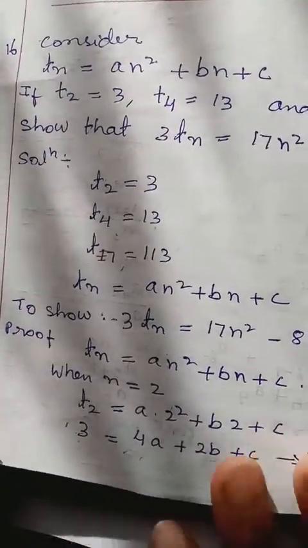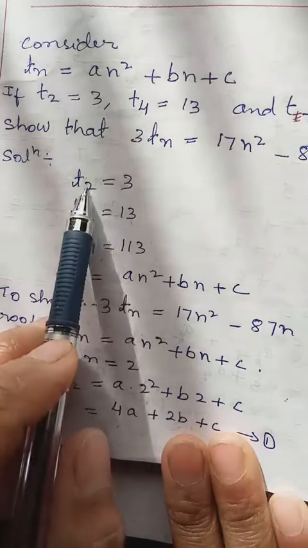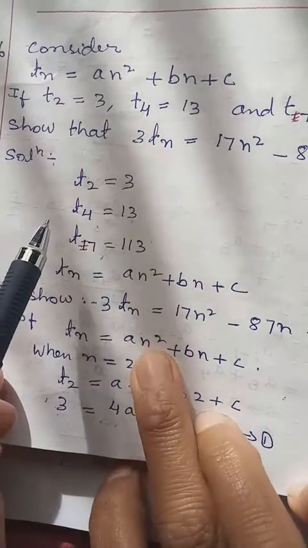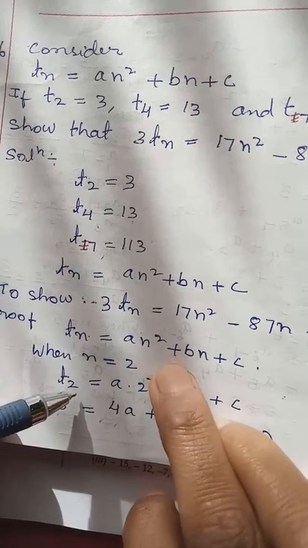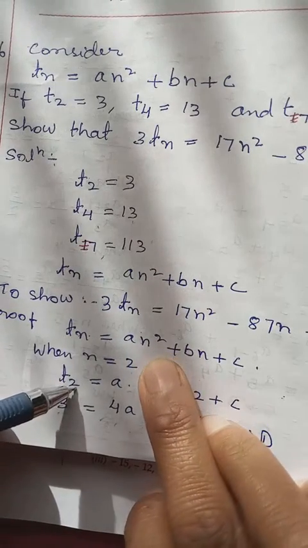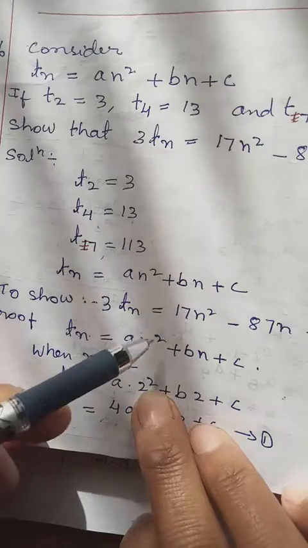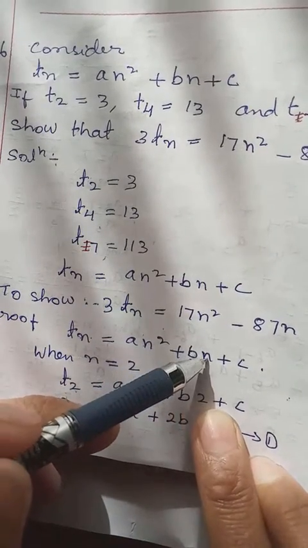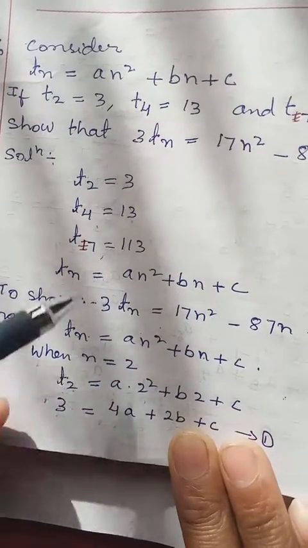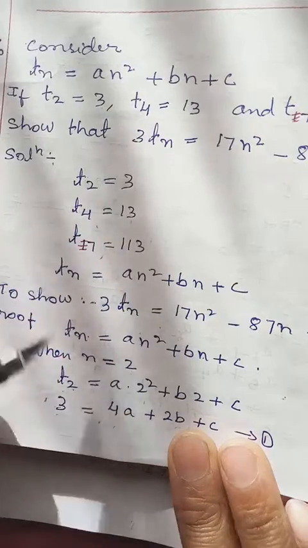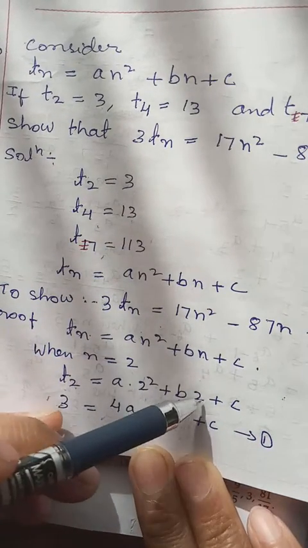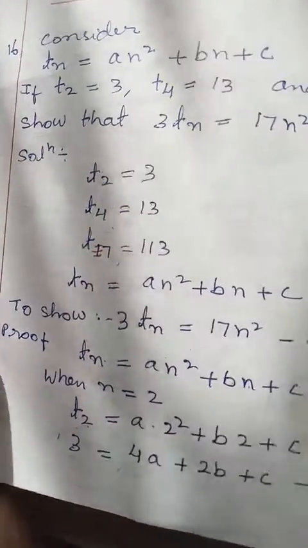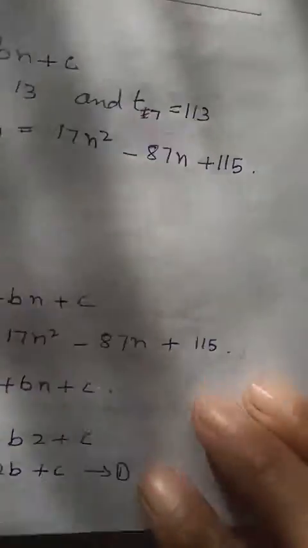Like I already told you, T2 is already given to us. So in place of n, we can put 2. It will become A times 2 squared plus B times 2 plus C. Then T2 is already given to us to be 3, so here we can put 3. 2 into 2 for A, 4A plus 2B plus C. We cannot do anything, leave it as equation 1.